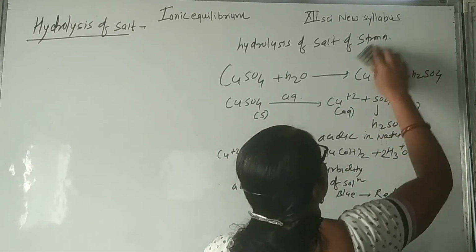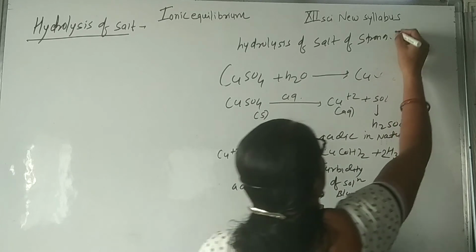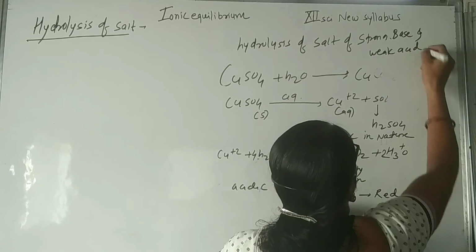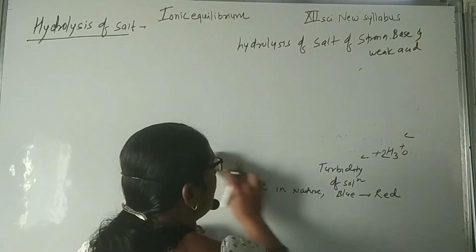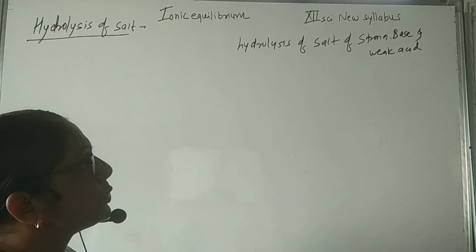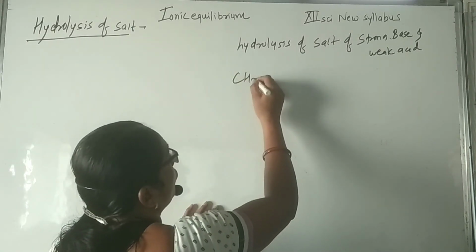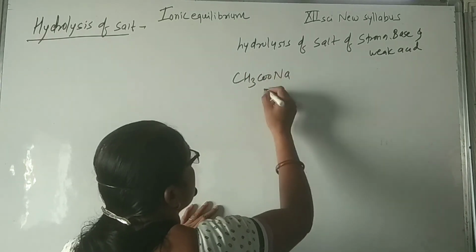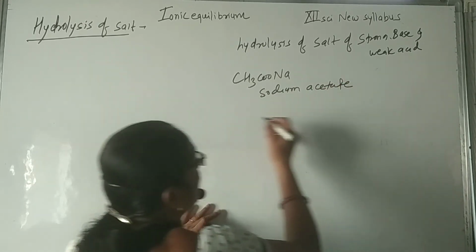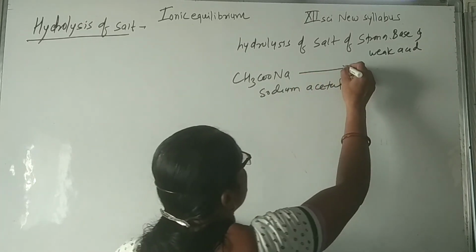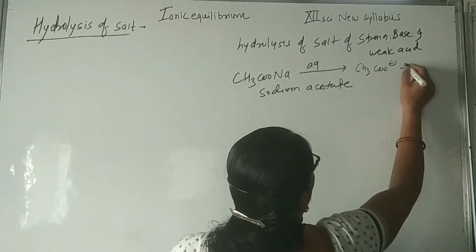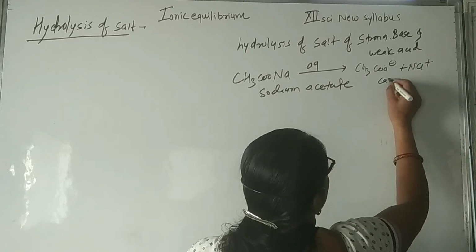Now let us consider another example, a strong base and weak acid. Let us discuss what is the nature of the solution from the hydrolysis of a strong base and weak acid. For this I can take the example of sodium acetate. When sodium acetate is dissolved in water, it gives acetate ion and Na+ ion as aqueous.